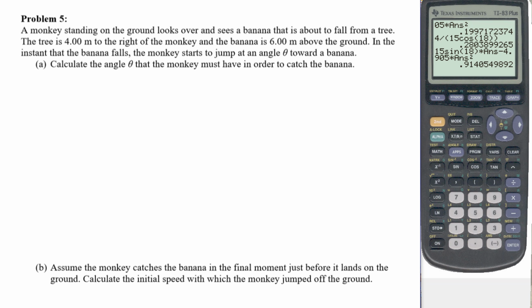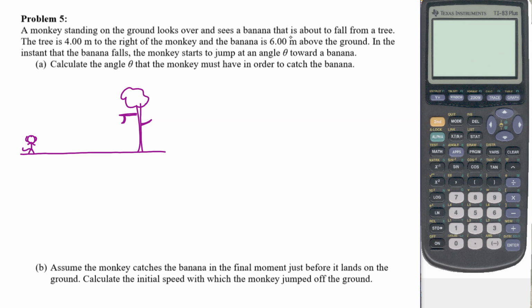Okay, in this one we have a monkey standing on the ground. Kind of looks like a person. Here we go, here's some ears, and there's its tail. And it sees a tree that has a banana, which is about to fall. I have no idea if bananas actually grow on trees. Let's say yes, they do. I know they do. I know that because of Jungle Book.